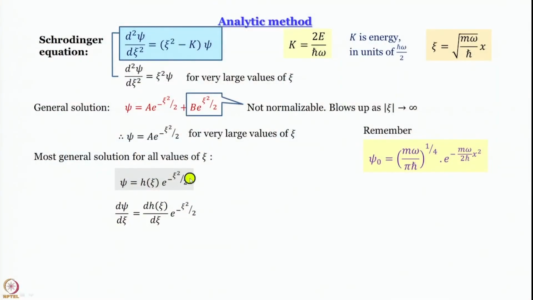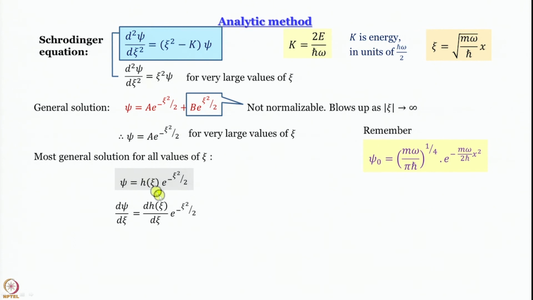So, what is d psi d xi? Let us work that out first. D psi d xi, as you can see very clearly, is a product of two functions. One function is h of xi, and the other function is e to the power minus xi square by 2. So, we know what the derivative of a product is. Let us do that. The first one, we keep e to the power minus xi square by 2 as it is, and we differentiate h, and since we do not really know what it is, just write dh d xi multiplied by e to the power minus xi square by 2.